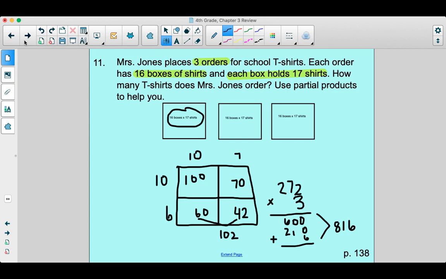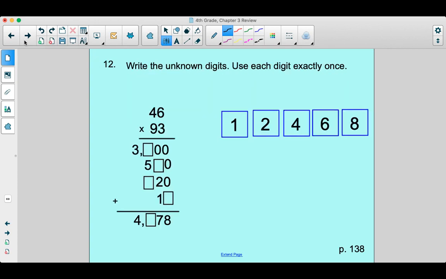Done. Go. All right, write the unknown digits. Use each digit exactly once. These are our choices. Okay, when I first looked at this, I was like, wait, what? And then I was like, oh, I could do this.